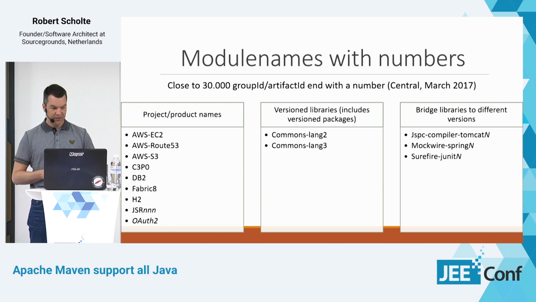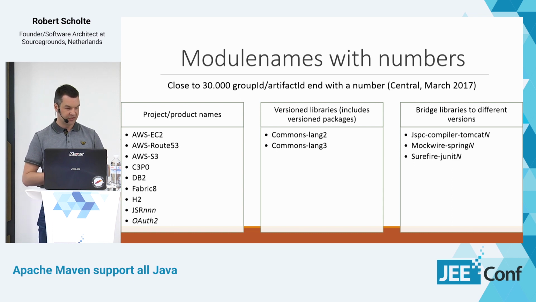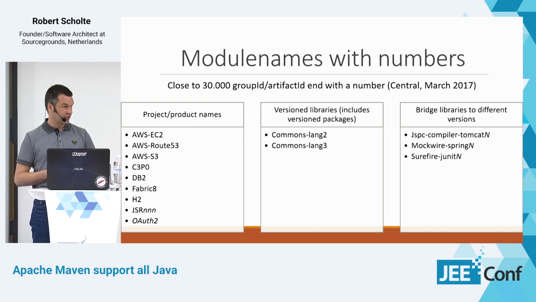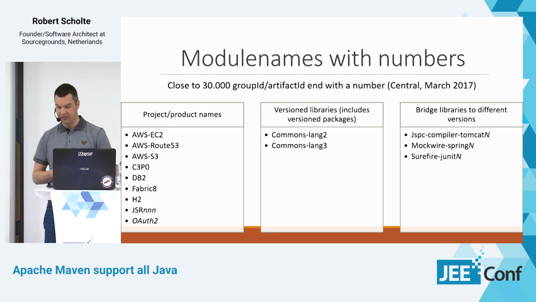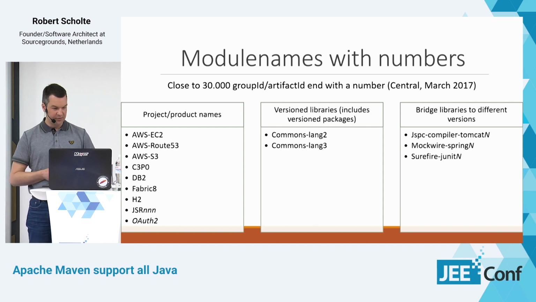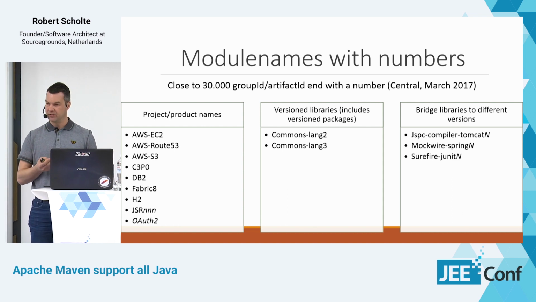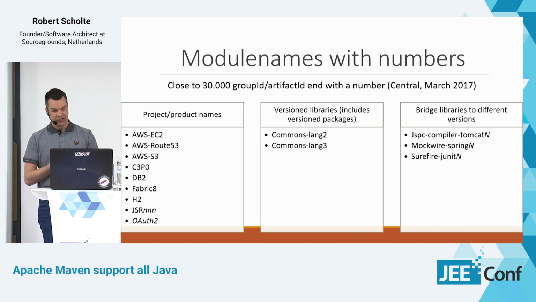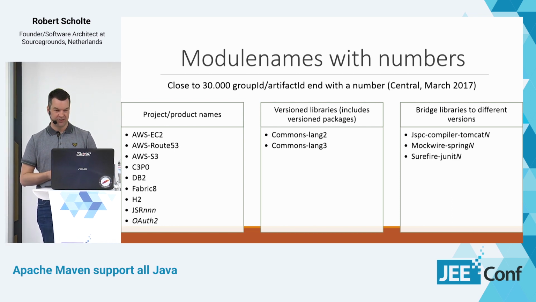So the first group are the projects or products that end with a number. For some reason, the first 3 are Amazon products, and they like to end their products with numbers. Then you have C3P0, a database driver, DB2. So if the Jigsaw team would require that module names could not end with a number, you would have a weird situation here, because then it would be DB and then 2 written out, just because the specification says so. That would be weird.